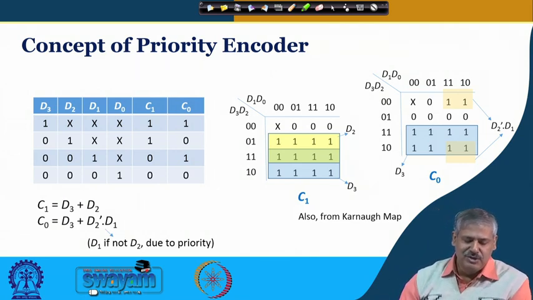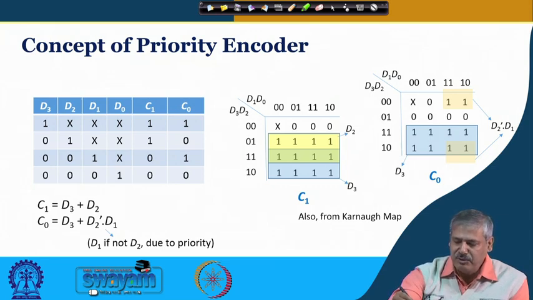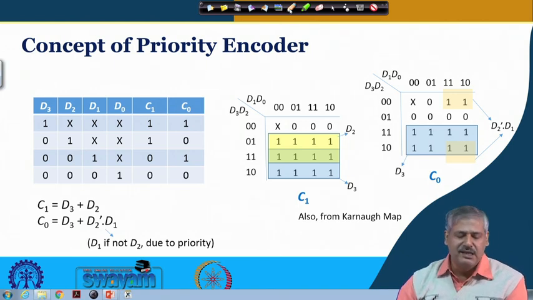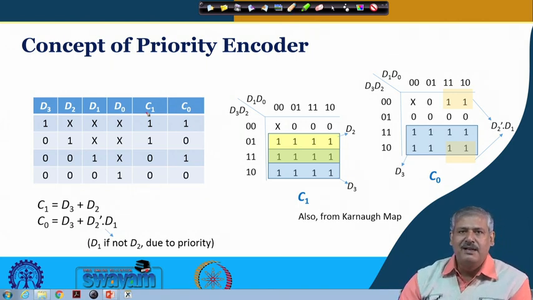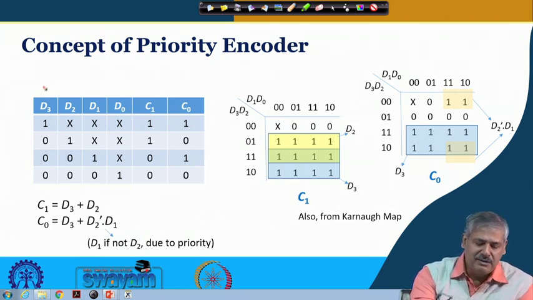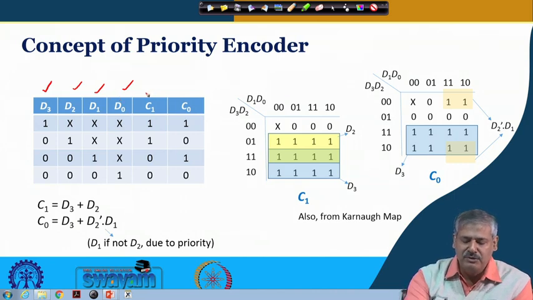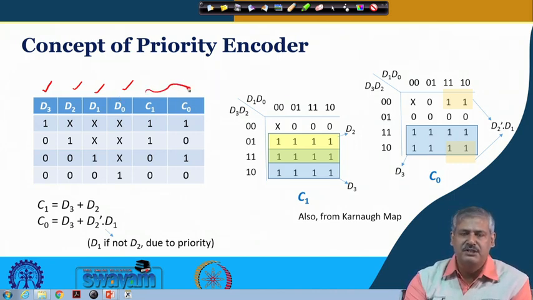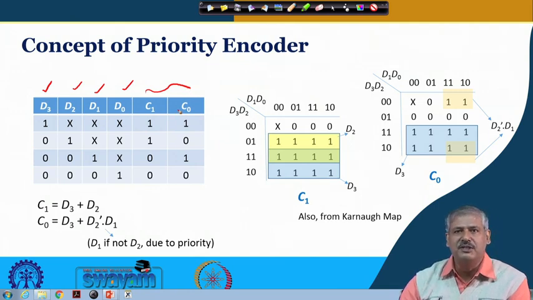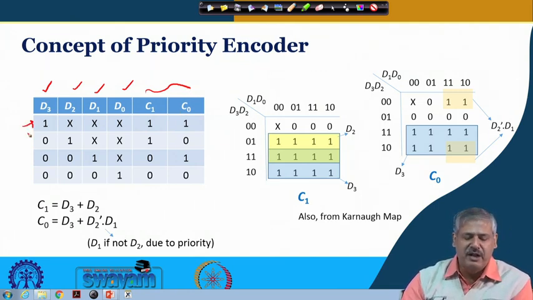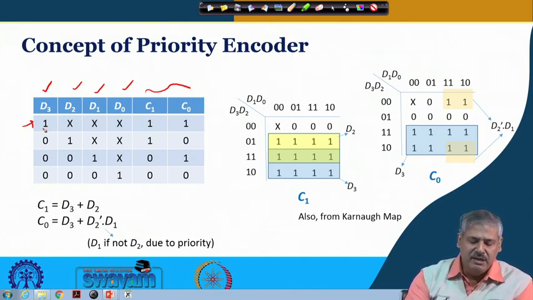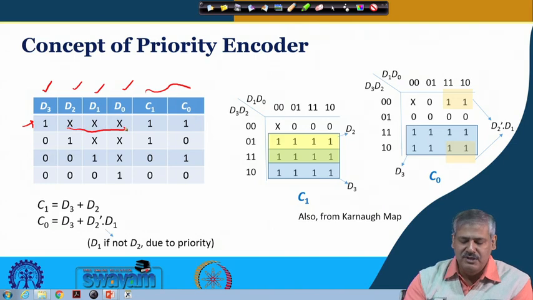So, what is that? Here we take an example with only 4 inputs, which we can extend later: D3, D2, D1 and D0. We assign the highest priority to D3, then D2, then D1, and then D0, which has the lowest priority. To encode these 4 inputs we need 2 outputs, which we name C1 and C0. Because D3 has the highest priority, when D3 is 1, irrespective of other inputs, the outputs are according to D3, which is 11. That is the way we designate D3.